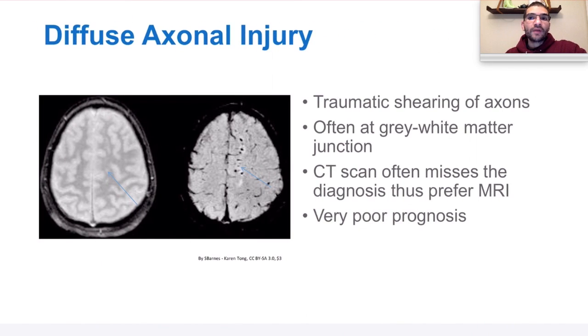The last one I would describe is called diffuse axonal injury. So, diffuse injury of the axons, the white matter. This is often caused by traumatic shearing of the axons, and as expected, it often happens right at the junction of the gray and white matter, right where the axon takes off from the cell body. CT scan is very poor at seeing this diagnosis, but MRI will show these black spots, which you can see with the blue arrows in the image in front of us. Again, it has a very poor prognosis.